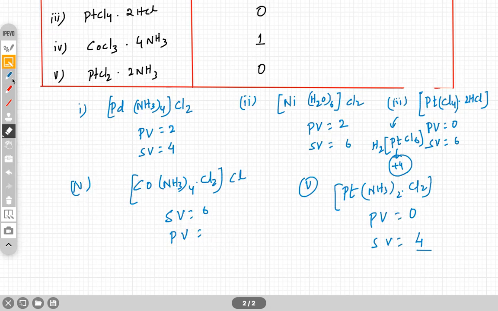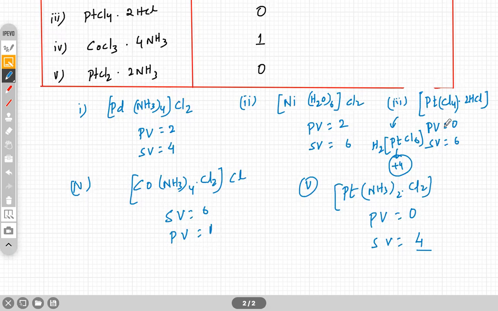This is fine. One thing you must take care of here: these 2 chlorine atoms which are present inside satisfy both valencies, primary as well as secondary. So the secondary valency, if I have written 6, we are already considering them there. So we won't consider these 2 chlorine atoms when we write the primary valency here. The same thing I'm doing here.